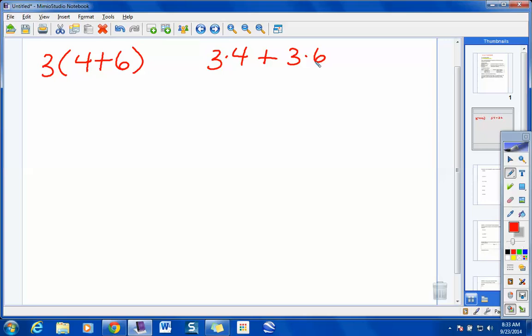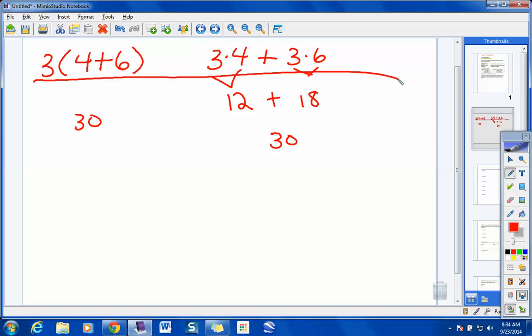Now guys, when I look at something like that, what operations would you have to work with first? Multiplication, right? So what's the product of 3 and 4? 12. And what's the product of 3 and 6? 18. So what does the sum of 12 and 18 get you? 30. And over here you told me this was 30, right? So what are you going to say about these two expressions I started with? If they both evaluate to 30, what has to be true about the expression on the left compared to the expression on the right? They're equal, aren't they?